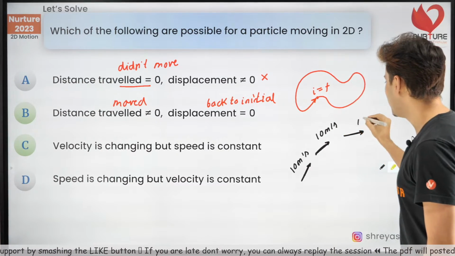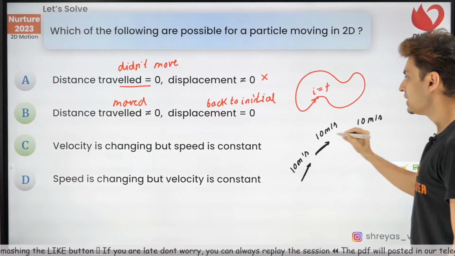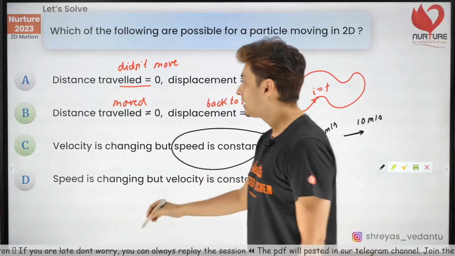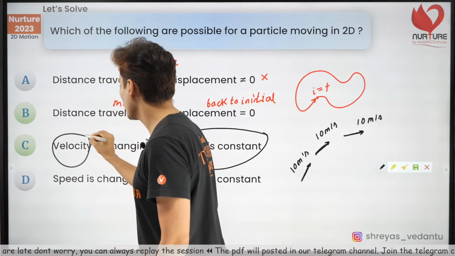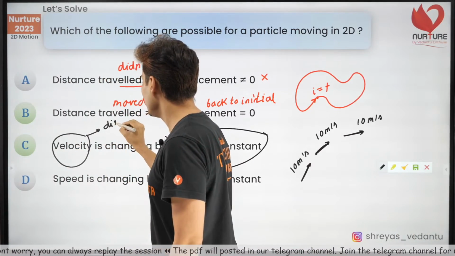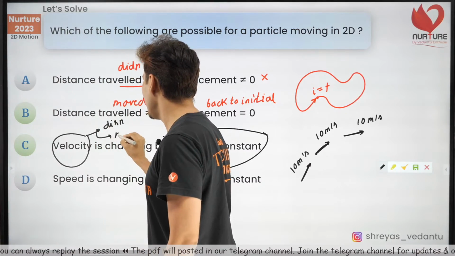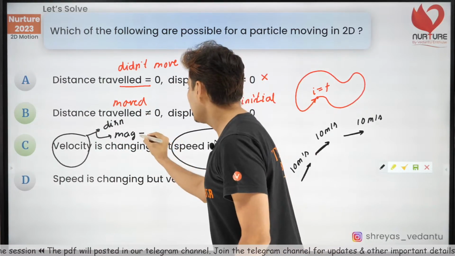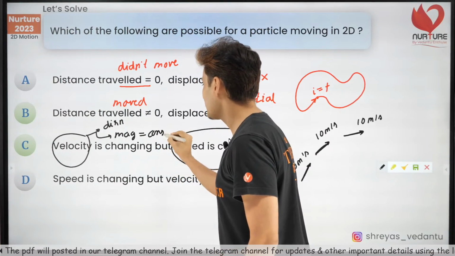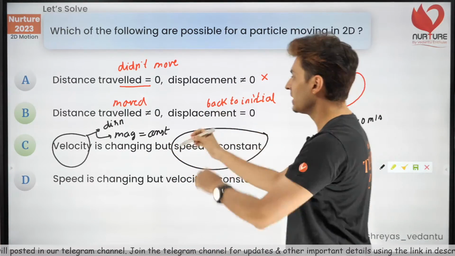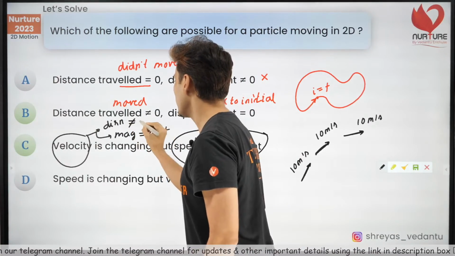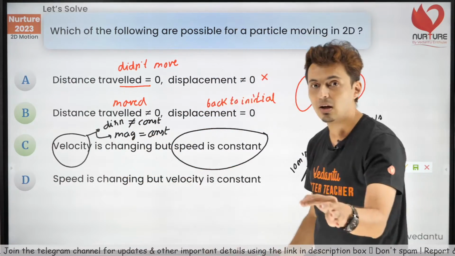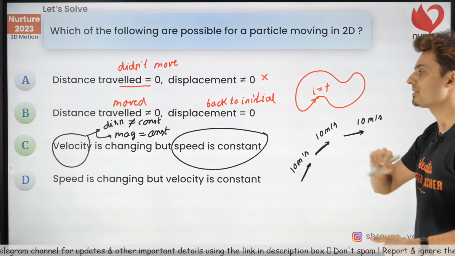You can see that the speed is 10 meters per second. So the speed is constant, but velocity, do not forget, it's a vector quantity. It has both direction as well as magnitude. Now, the magnitude of the velocity is constant, that is speed. But the direction, that's not constant, that's changing. So hence, velocity as a vector quantity is changing.